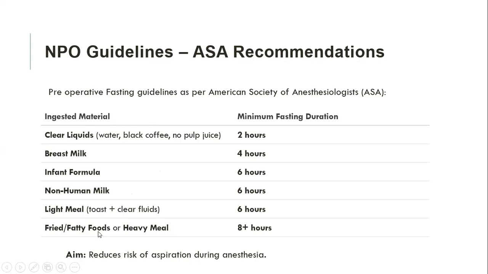Then, there are side effects of a few drugs, and the patient is having nausea or vomiting, so he will vomit those liquids or food particles, but he is unconscious. So what will be the impact? That patient will aspirate that liquid and food into his lungs, and that can cause death. So these were the NPO guidelines.